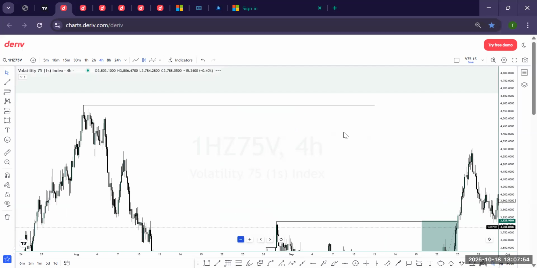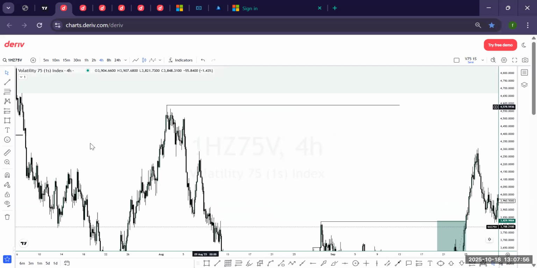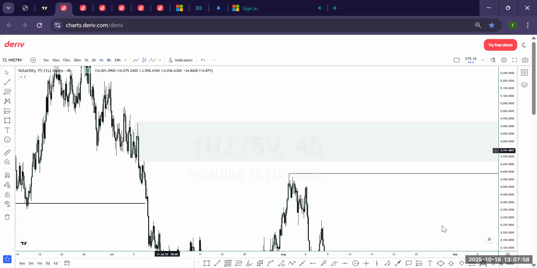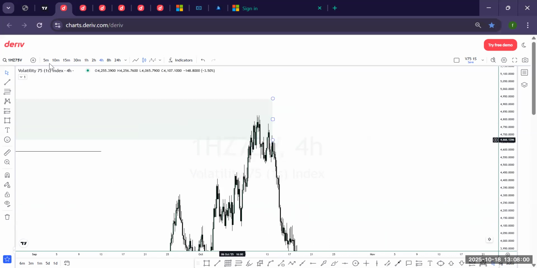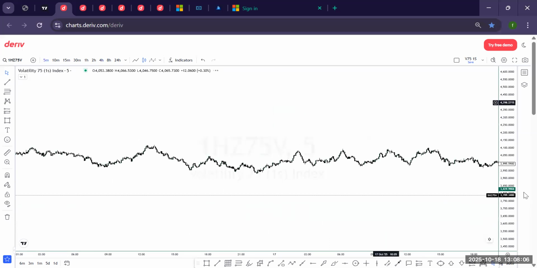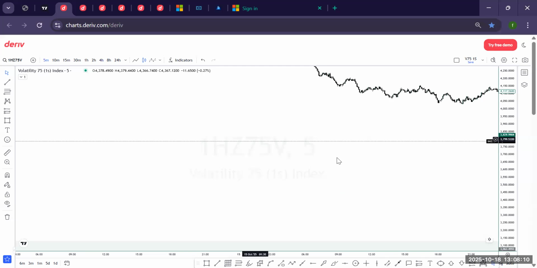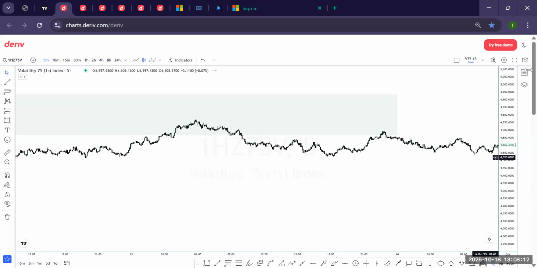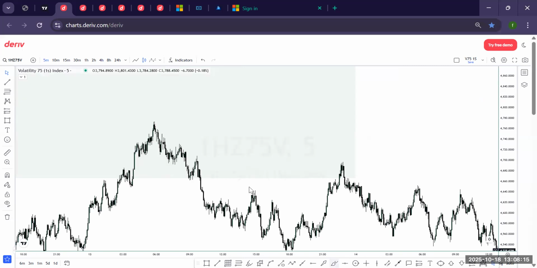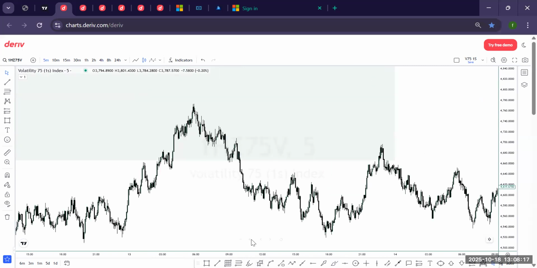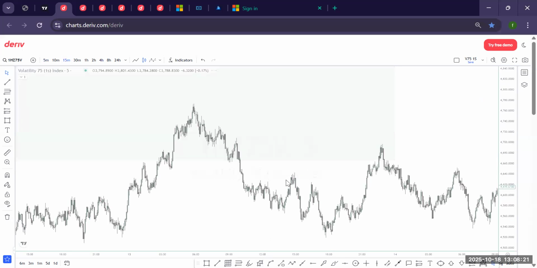Let me be fast, it's 2 minutes. We have inducement here, and this is a very strong supply zone. Let's go to 5 minutes to see if we could have sold. A valid sell setup. Let me show you the confirmation entry here. Or we can even use 15 minutes. Let's use 15 minutes.